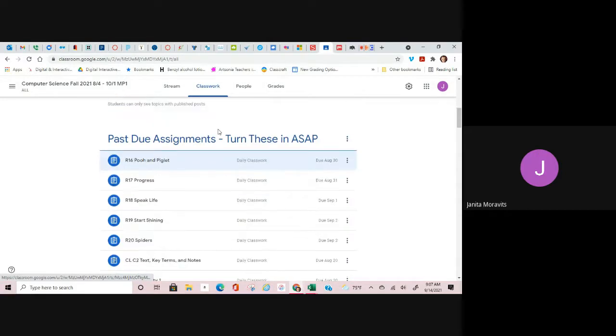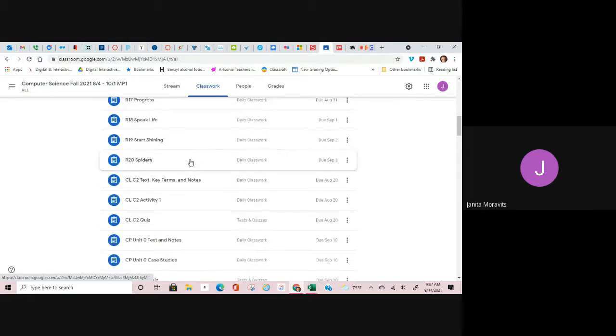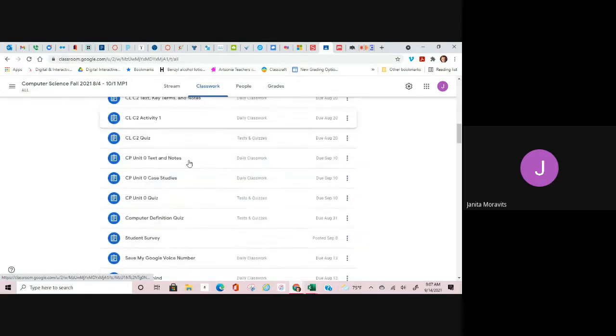I will be grading those, and where I have not been putting in zeros in PowerSchool, I will be putting in zeros in PowerSchool from here on out. So when I grade and I update, it won't just be a zero in Google Classroom, it will also be in PowerSchool.